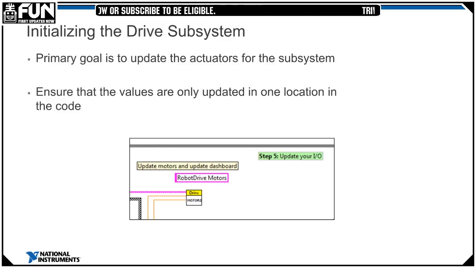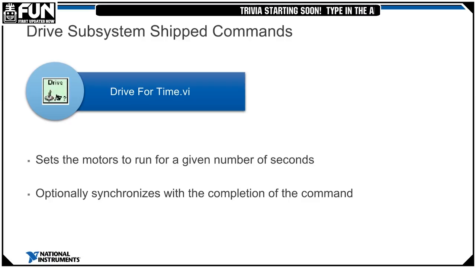So looking at the drive subsystem shipped commands, we start you with drive for time. This sets the motor to run for a given number of seconds. You can optionally synchronize this with the completion of the command, so you can get a signal that says, hey, I drove for 3 seconds, what do you want me to do next? And you can already have that next command queued up and ready to go. So as soon as you're done driving for 3 seconds, you're doing something else.